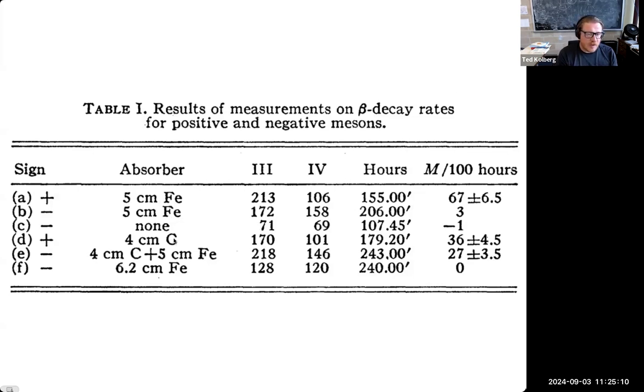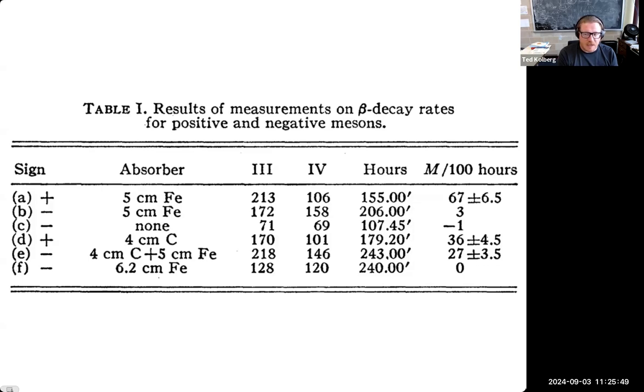What's really weird is what happens if they put a carbon target in. So if they put a carbon target in, they see decays of both positive and negative mesons, whereas for iron, they see only an appreciable rate of positive decays. So this is very weird, and it doesn't really confirm or deny the predictions of Tamanaga and Araki, but it shows that there's something actually different about the interactions of the positive and negative particles beyond the difference that Tamanaga and Araki predicted.